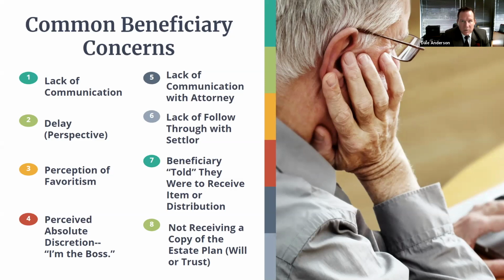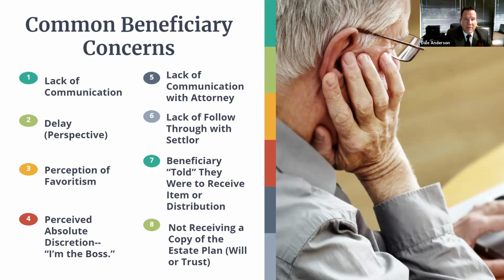Not necessarily equally in that they get the same distribution, because the will itself may say one person gets more than another, but they have to be treated the same in that each person is getting their share at the same time. All right. Sometimes the executor thinks, well, I'm the boss, I'm in charge, I can do what I want. Well, in California, that's not the case.